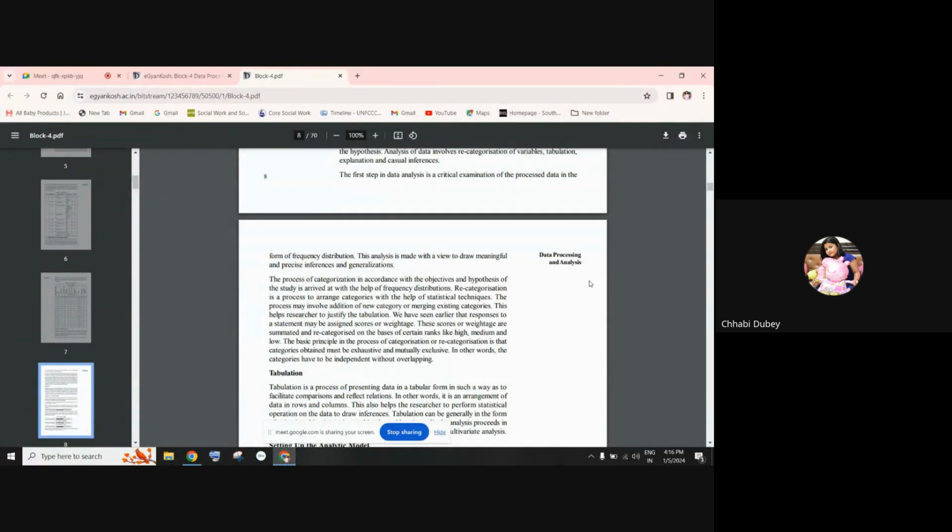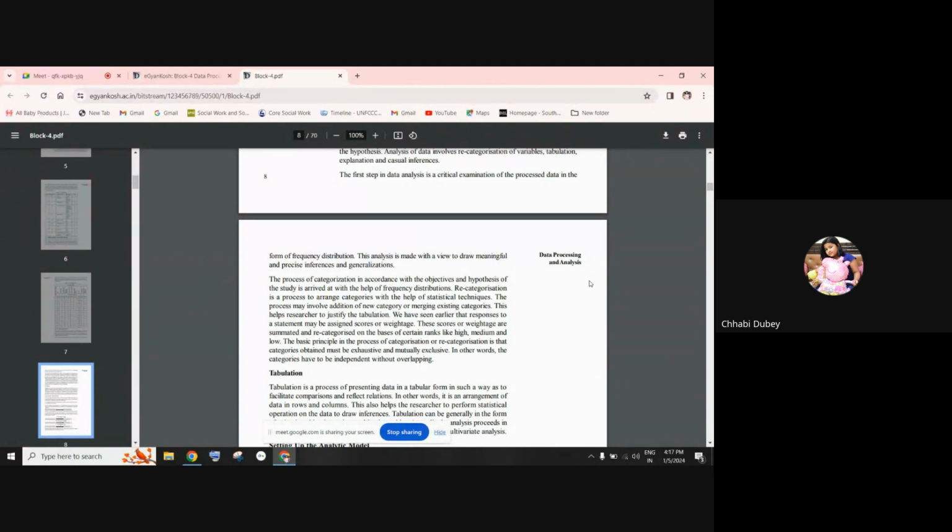help of frequency distributions. Now, recategorization of data is again a process where we arrange the categories with the help of statistical techniques. It may involve addition of new categories or merging existing categories. So whatever categories are already given to us, either we will add some new categories to it or we will merge the existing categories, and this will lead to recategorization of the already categorized data. Now, this is a very important process because it will help us to justify the tabulation. So whatever tabulation we have made, this process of recategorization helps us to justify that tabulation.